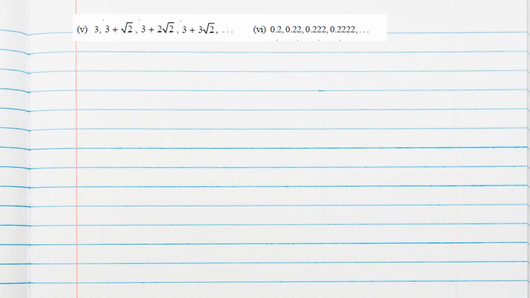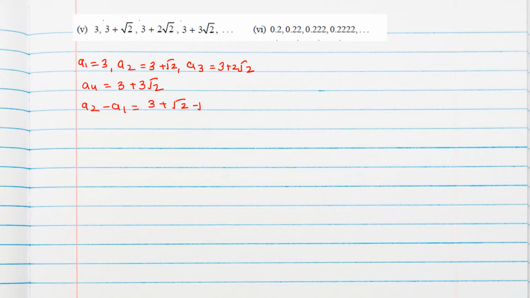In question number 5, a1 is 3, a2 is 3 plus root 2, a3 is 3 plus 2 root 2, and a4 is 3 plus 3 root 2. So we should find the difference here. We will find a2 minus a1, that is 3 plus root 2 minus 3. Plus 3 minus 3 will go, and the answer will be root 2. Then we will find a3 minus a2, which is 3 plus 2 root 2 minus 3. Now if you are subtracting, the sign will change to a minus sign.